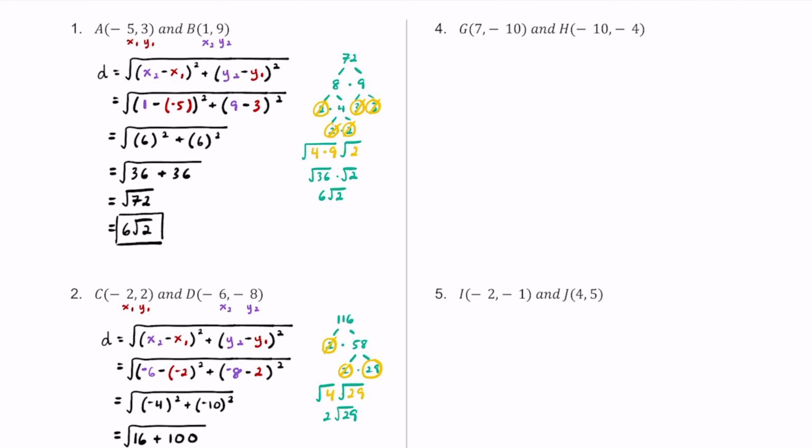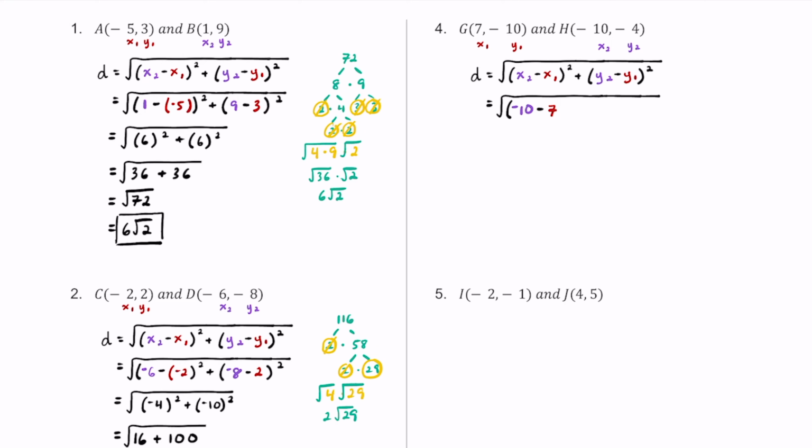For number 4, we have g at (7, -10), and h at (-10, -4). Let's start off by labeling our x1, y1, and x2, y2, and then copying down the distance formula. Just going ahead and substituting some values in here. For x2, we have negative 10, so let's put a negative 10, and then let's take away x1. For x1, we have 7. Go ahead and write that in.